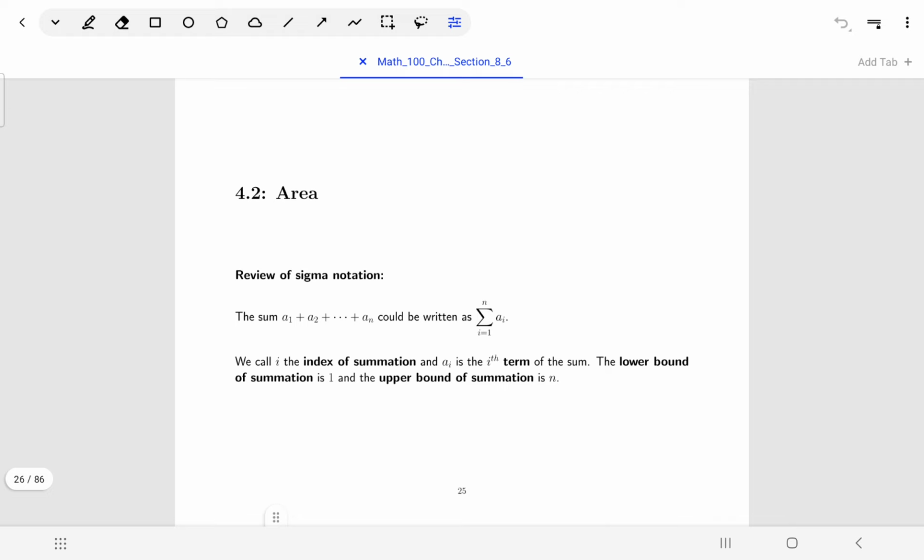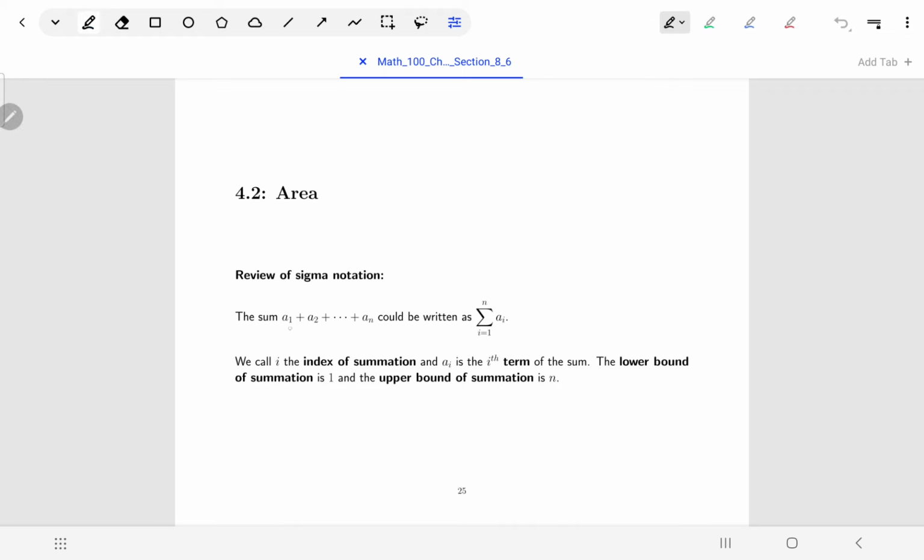Welcome back. In this section, we're going to revisit the problem from back in chapter 1.1, the area problem, where I have some sort of a curve and I'm looking to find the area underneath it. Before we get there, though, we need to have a little review of sigma notation from pre-calculus.